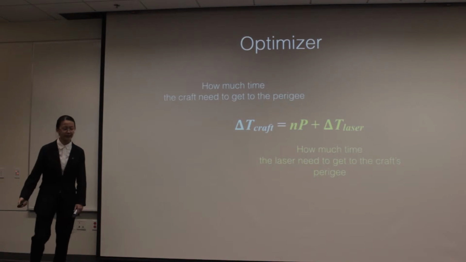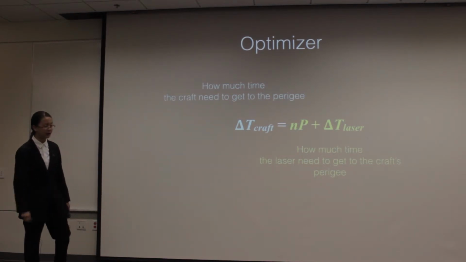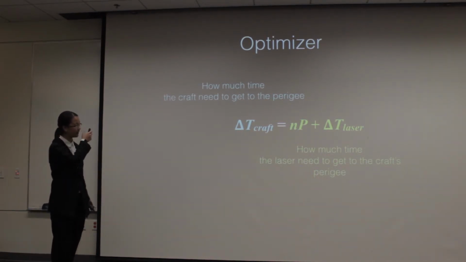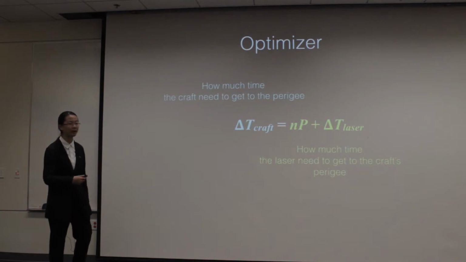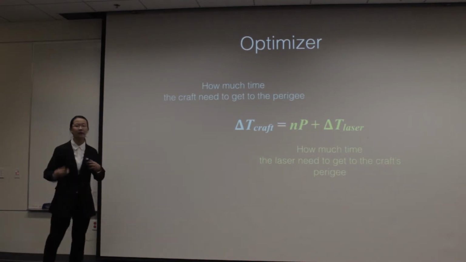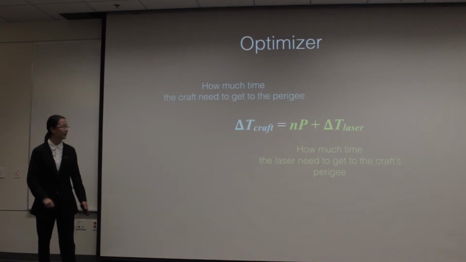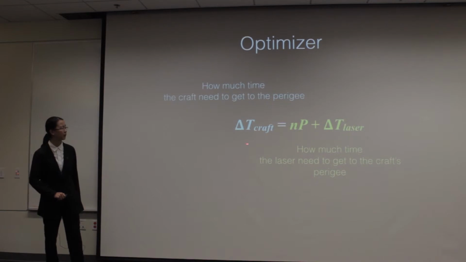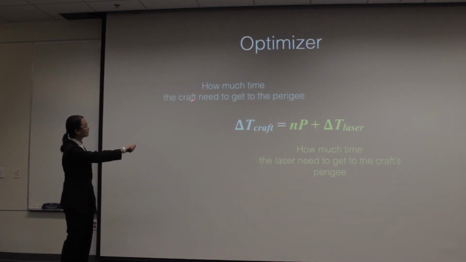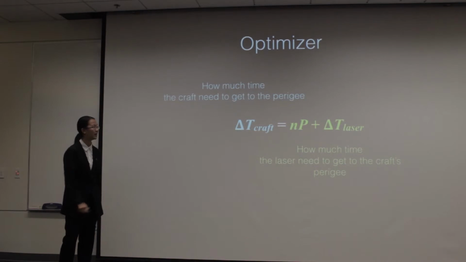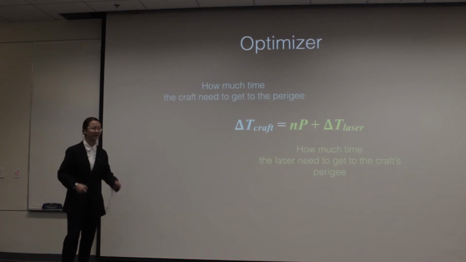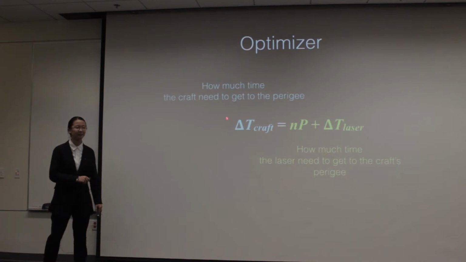So in our lab, what we did is make this optimizer. What the optimizer does is make the spacecraft and the laser converge at the point where I said their orbits overlap, the closest point. This is the simplest expression of how it works. We made the time the craft needs to get to that closest point and the time the laser needs to get to that point the same. Well, it's not exactly the same. There will be a little bit of difference because it will be off a little, but that's why it's called an optimizer, not a perfecter.